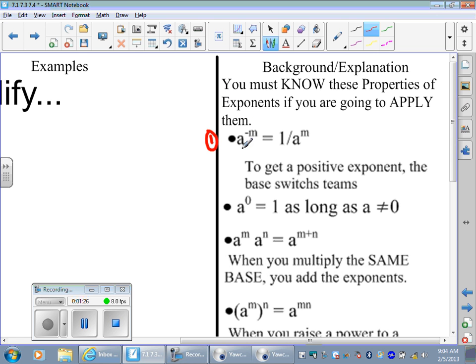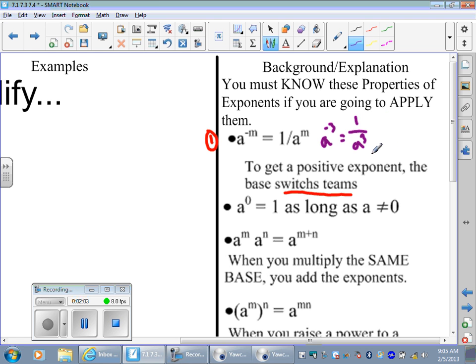Now, the first one says a to the negative m. So that's when we have a negative exponent. And here, the little analogy I use is that the base has to switch teams. And you might say, well, what the heck is he talking about? Well, let's write in here an example of this. So what if I said a to the negative third? See, right now, a is in the numerator. There's an implied denominator of 1. And what I mean by switch teams is the a needs to go down to the denominator so that it has a positive exponent. And now there's nothing on top while there's an implied 1 up there.